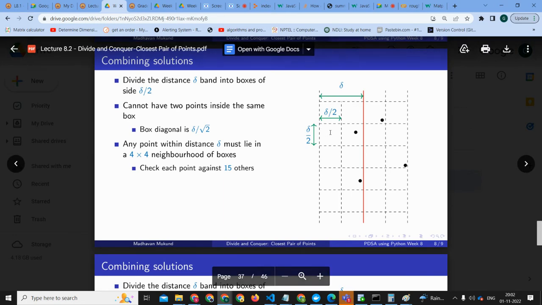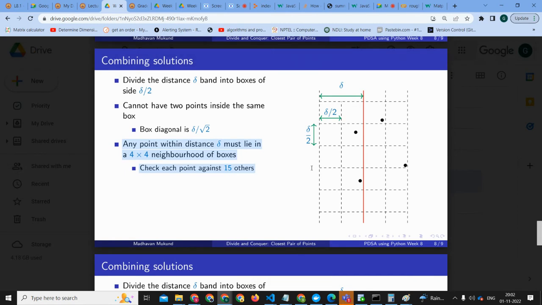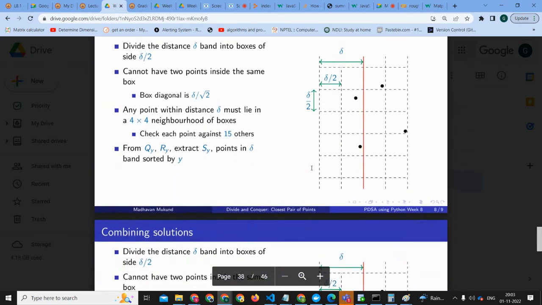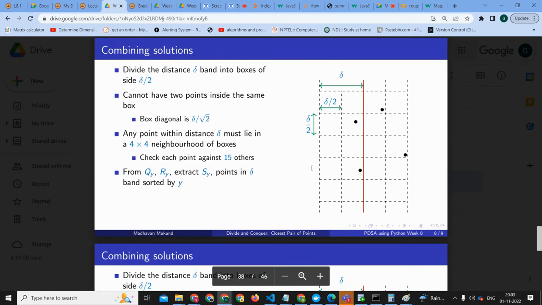So what is this point saying? Within delta, I think, right? Delta by 2 plus delta by 2 is delta. Repeat, that 4 box distance is delta, right? Cross 4. Okay, no. Yeah, this I think is the key idea, but I'm not able to understand why it is the case. It is written here that any point, that same point only, which you have highlighted.